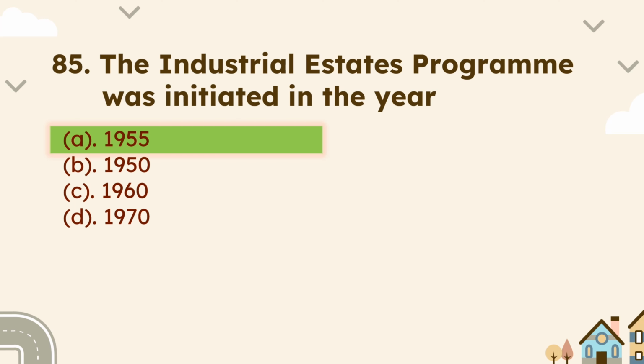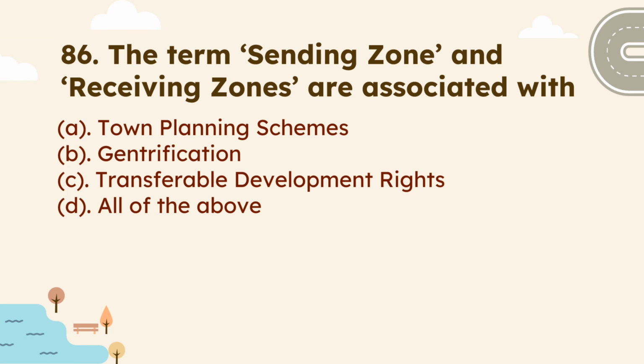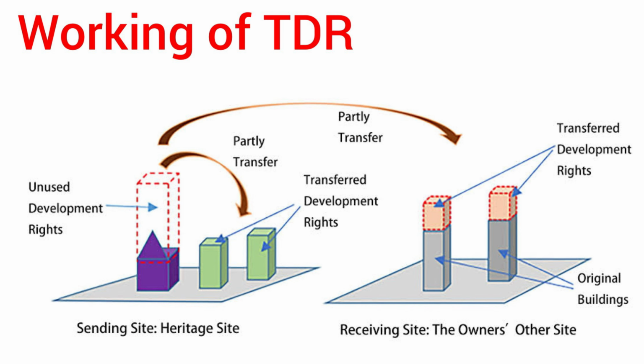Next question is, the terms sending zone and receiving zone are associated with. So these terms are associated with TDR, that is transferable development rights. Sending zones are the areas that give up the development, and owners of sending zones have the right to sell the excess FAR, whereas receiving zones are the areas which receive the development.